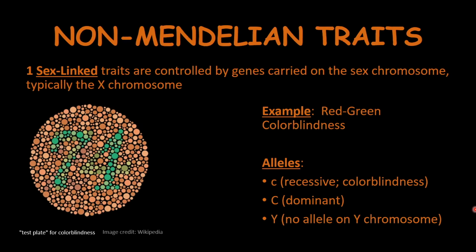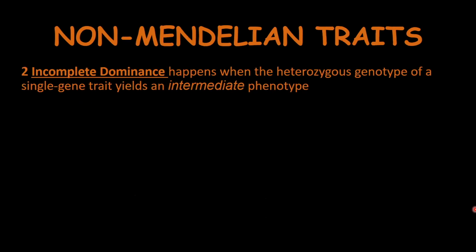For women, or for females, we kind of get two chances. So if we get a recessive allele from one parent, we still have a chance to get a dominant from another parent. And so if we have at least one dominant allele present, then we do not have red-green color blindness. Second, we have incomplete dominance. And so this happens when the heterozygous genotype, so again, one of each type of allele is present, yields an intermediate phenotype. So not an either-or, but when both are present, you get a third option.